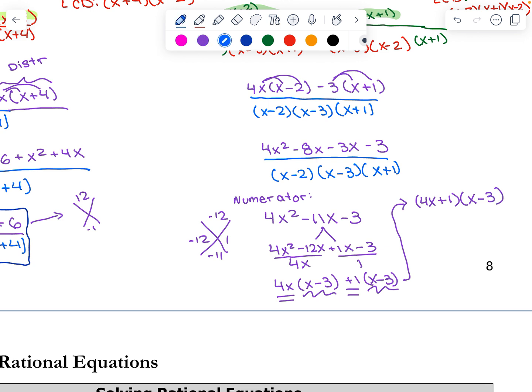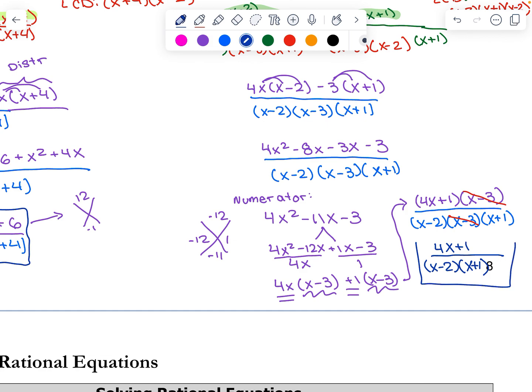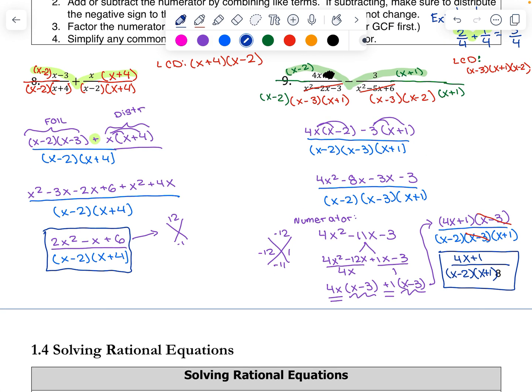Perfect. That is factored. Because again, you cannot cancel until everything is factored for your last step. So you've got one fraction and everything is factored, which my x minus 3's cancel out, which leaves me with my final answer, which I'm going to squeeze in here, 4x plus 1 over x minus 2 times x plus 1. And we're done there. All right, wonderful.